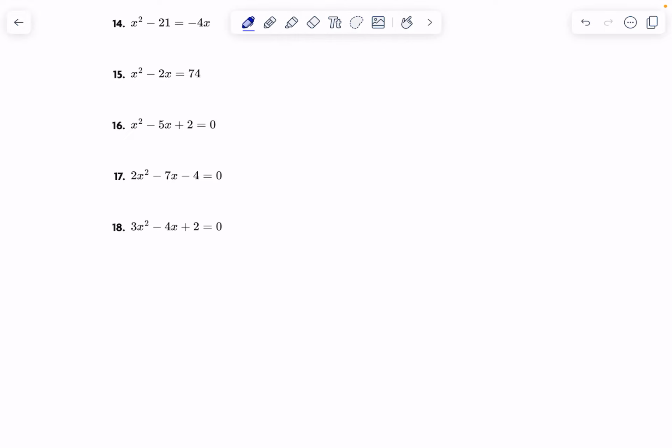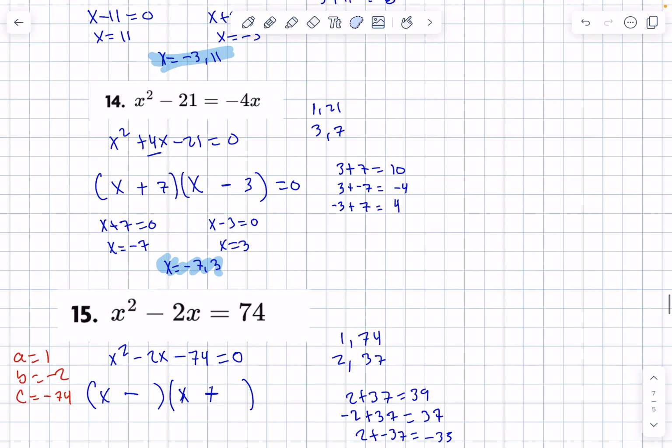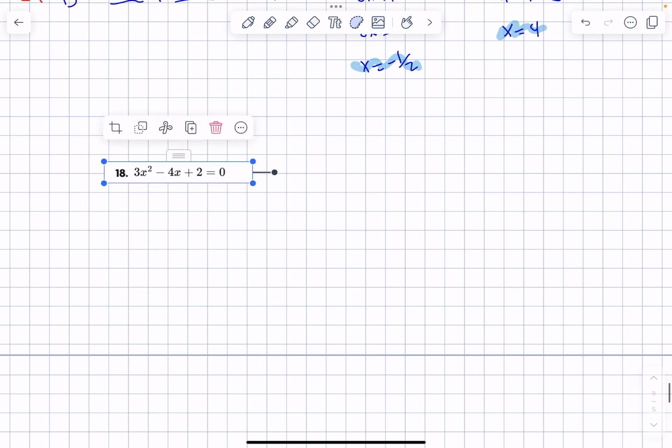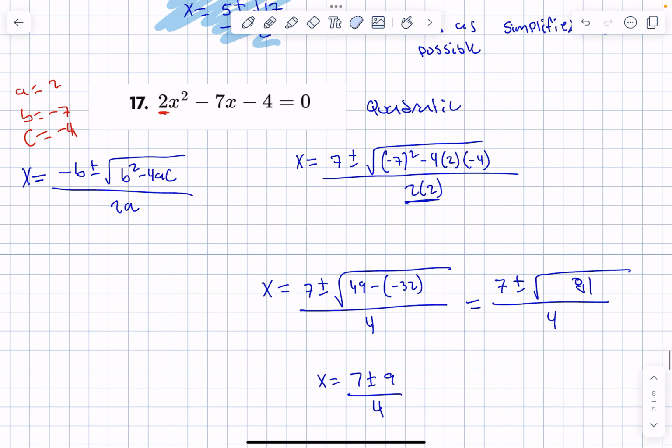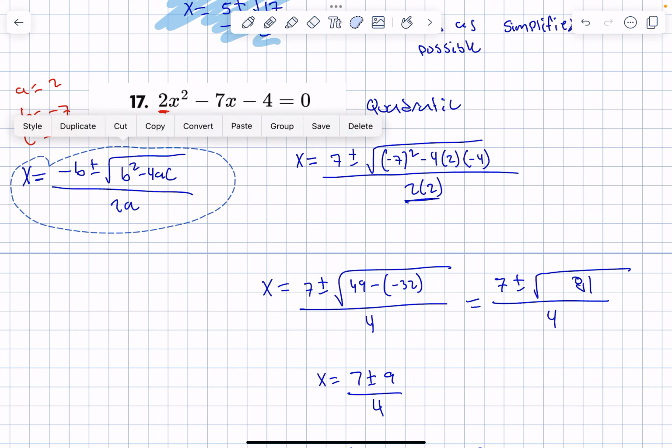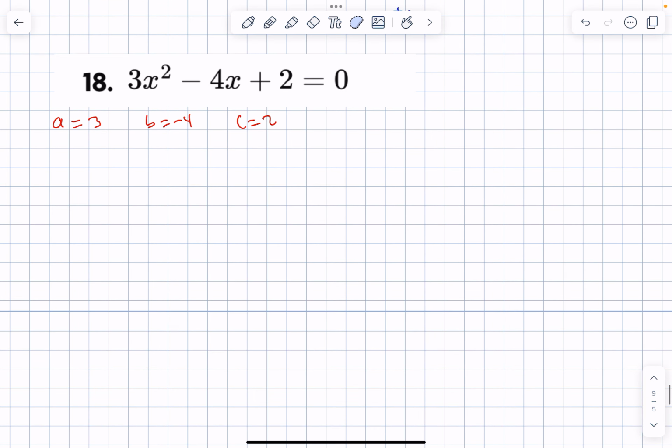Okay, let's see. Good. Now the last one we're working on today is number 18. So again, I'm going to go straight into doing the quadratic. Let's identify our values. A is equal to 3, B is -4, and C is equal to 2. Let me copy and paste my quadratic formula because I don't want to rewrite it every single time, but you should. Good, cool. And now we're going back to the plug-in game, right?